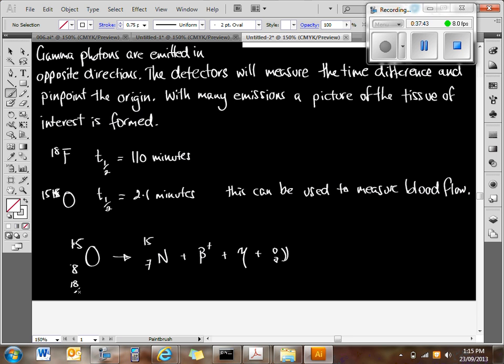See if I can fit it in here. Fluorine 18, atomic number 9, decays via beta plus decay as well to oxygen 18. Whoops, it's a bit hard to read, I'm squashing it in here. Oxygen 18, plus a beta plus particle, a positron, a gamma ray photon, and a neutrino.